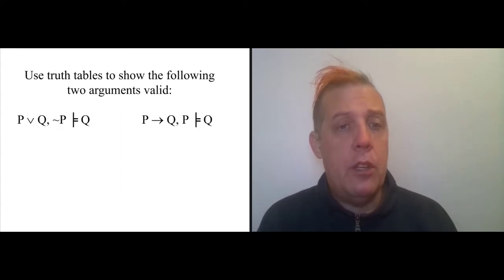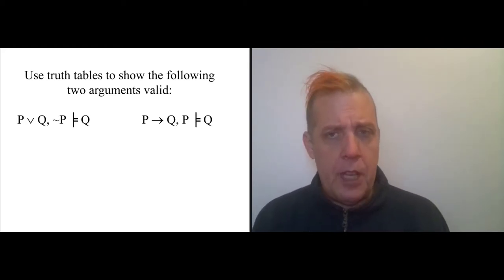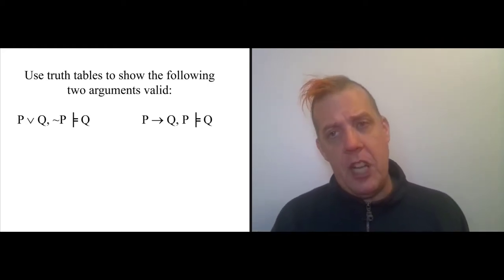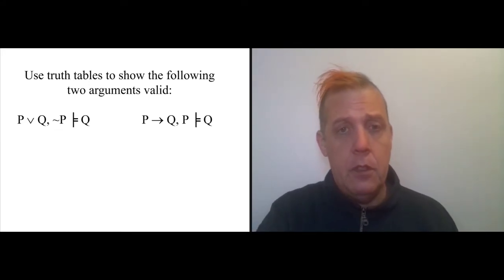So P or Q and not P, therefore Q. Also, P implies Q, P, therefore Q. You can prove these using truth tables, and you may even want to pause the video and just do the truth tables here as a little exercise for yourself.